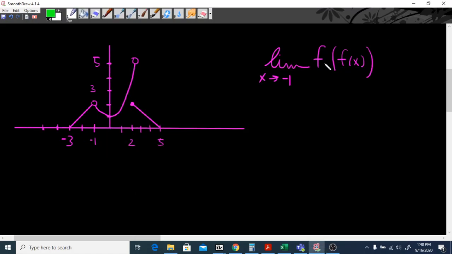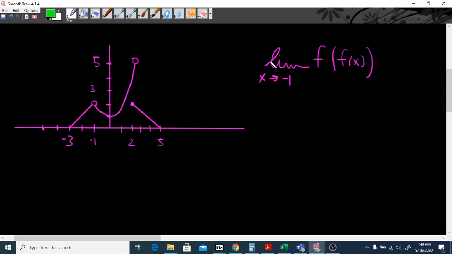Hello and welcome. In this video, I want to discuss this particular limit. This limit is a little tricky. It involves some things that you don't usually have to think about when you solve a limit problem, especially a graphical limit problem. Okay? So, let's jump right in.